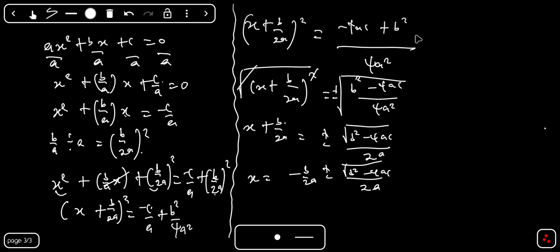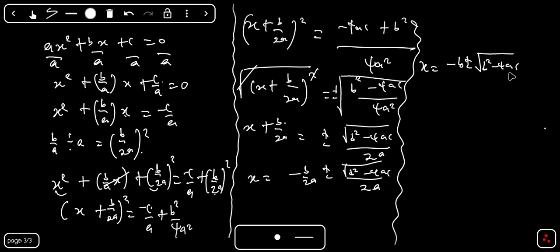Now, therefore, we have the quadratic formula. X is equal to minus b plus or minus square root of b raised to the power of 2 minus 4ac, then everything over 2a. Now, so that is how you derive the quadratic formula using the Po-Shen Loh method and using the completing the square method.